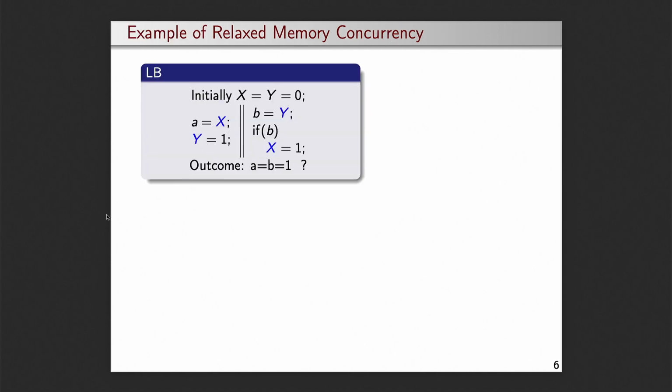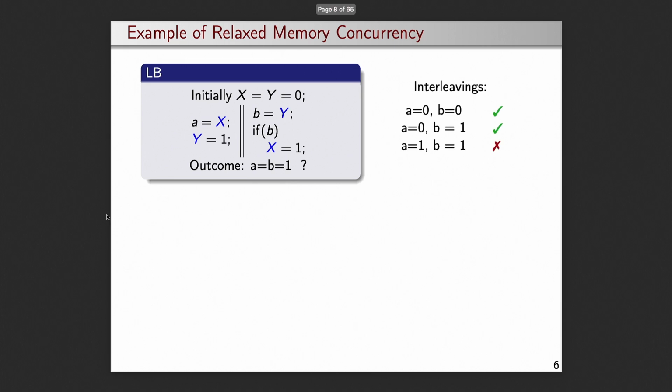To understand this, let's look at an example program, which we will use throughout the talk. In this program, x and y are shared variables initialized to 0, and the program has two concurrently running threads. In the first thread, variable x is read into a thread-local variable a, and then y is written the value 1. In the other thread, y is read into b, and if b is non-zero, we write x equal to 1. For this program, we ask whether, at the end of the execution, both a and b equal to 1 can be possible.